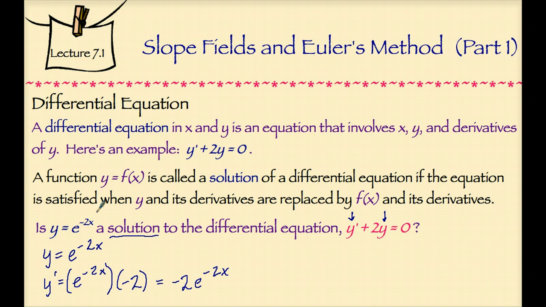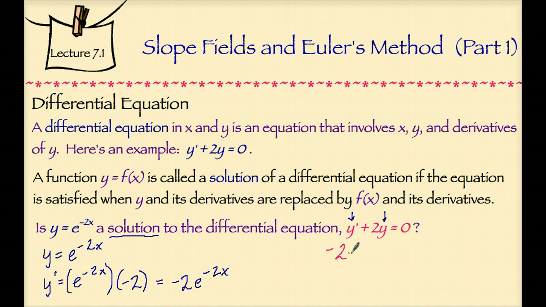So if y equals e to the negative 2x is a solution of this differential equation, I can replace y with the original function e to the negative 2x and y prime with the first derivative of that function, negative 2 e to the negative 2x, and this will make a true statement. So let's see if that happens.